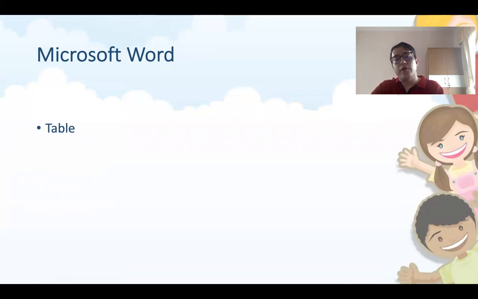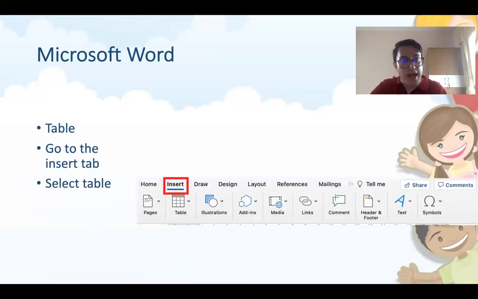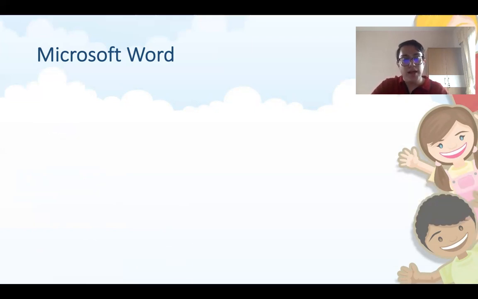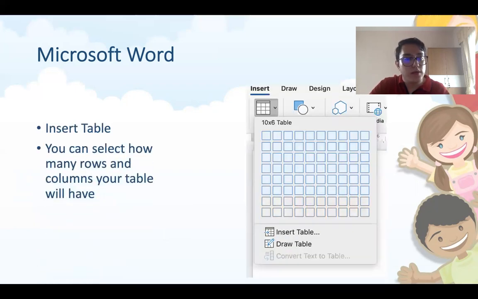Now let's talk about Microsoft Word. Microsoft Word, how to create a table. So go to the Insert tab, select Table. For creating a table, you have to go to the Insert tab, you find Table, and you select it. So this is how you can insert the table. You can select how many rows and how many columns your table will have, just like this in the picture.